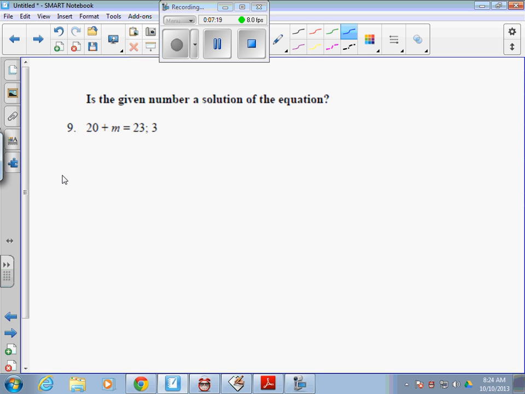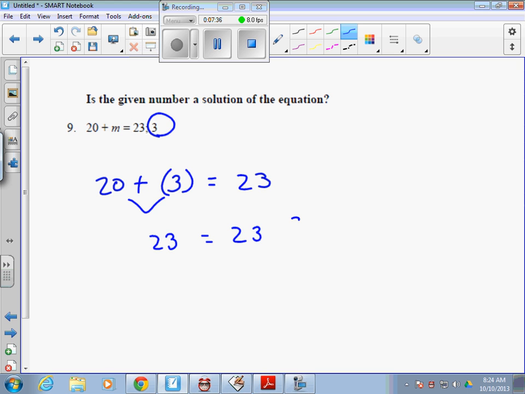Number 9 says, is the number a given solution of the equation? So that means when you plug in 3, because that's the given value, do you get a true statement? So it says 20 plus m, m's value is 3 right here, equals 23. When you put these together, is 23 equal to 23? That's the question that's asked. Yes, that is a true statement. So yes, it is a solution.